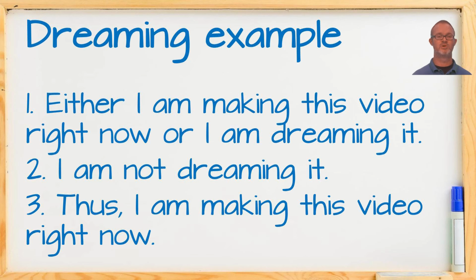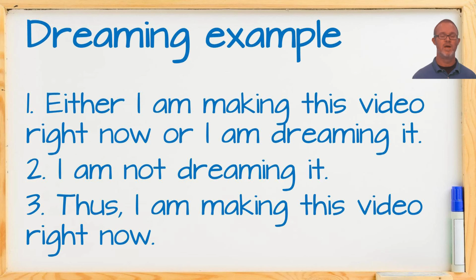A couple of examples to explain soundness, then. The first one is the dreaming example. It says: either I'm making this video right now or I'm dreaming it. That seems to be true. Secondly, I'm not dreaming that I'm making the video, and so therefore it follows that I'm making this video right now. We can see all of the premises are true here. It is true that either I'm making the video right now or I'm dreaming it, and it's also true that I'm not dreaming it, so you have this true conclusion that I'm making the video right now.